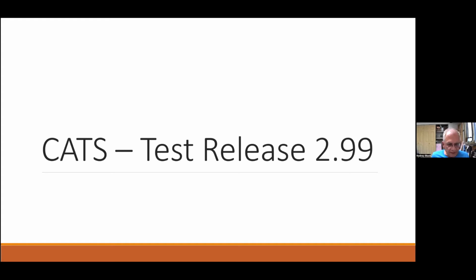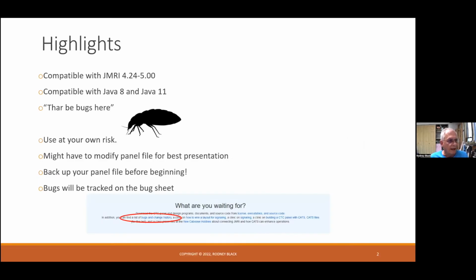So this is going to be a test release. We're going to call it 299. That's kind of the way that JMRI does things. And here are going to be the highlights.